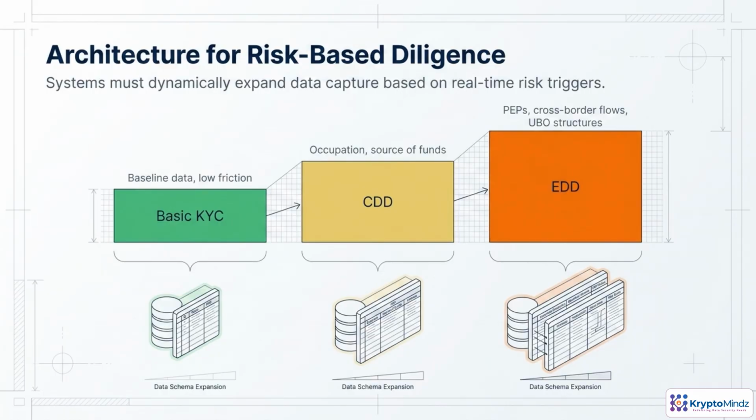Risk-based diligence means we don't collect everything from everyone. We start with basic KYC, minimal attributes to identify the customer and support low-risk onboarding with low friction. When risk rises, we move into customer due diligence. The data model expands to capture occupation, anticipated activity, and source of funds. If risk remains high, we trigger enhanced due diligence: deeper ownership structures, cross-border flows, PEP exposure. Architecturally, each step widens the schema and workflows, driven by policy and real-time risk scores.